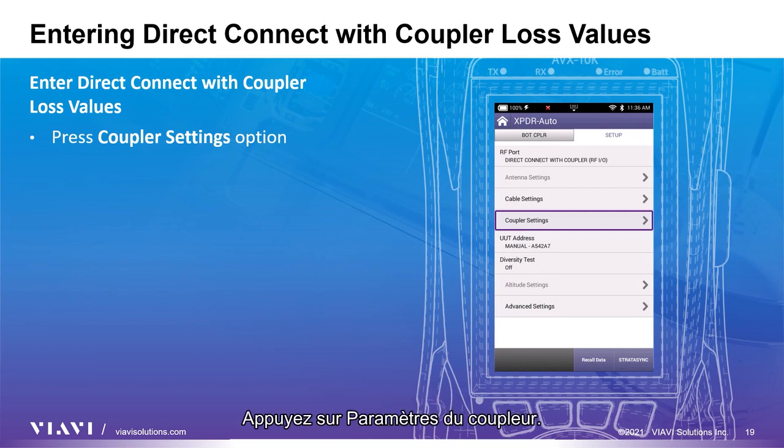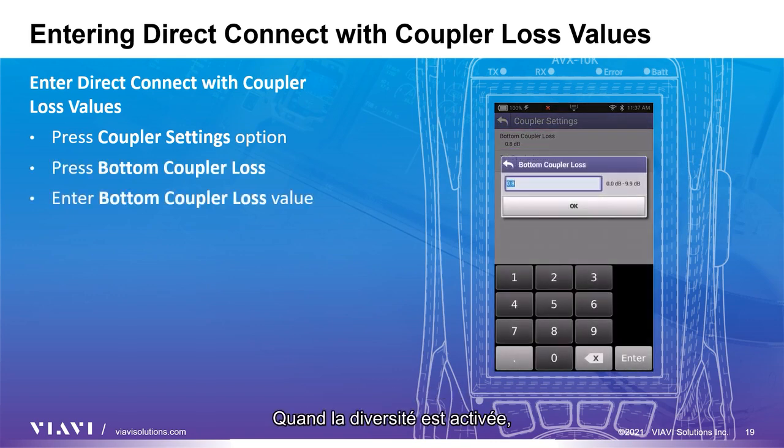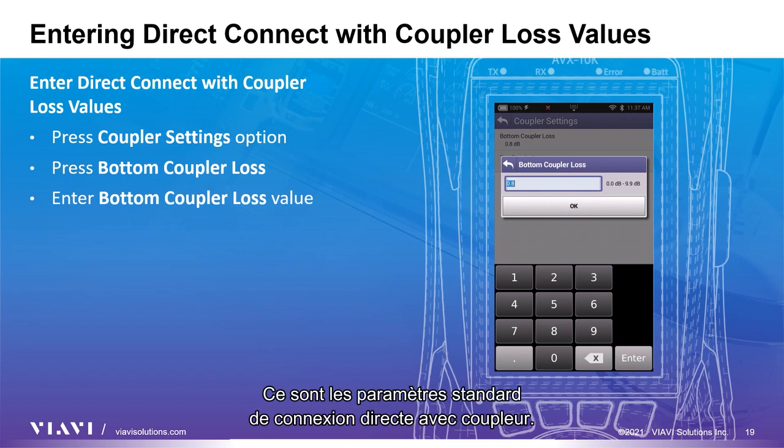Now set the loss values for the coupler. Press the coupler settings option. Now press the bottom coupler loss option and enter the value from the coupler. When diversity is set to on, the top coupler loss settings become available. And those are the standard settings for direct connect with coupler.